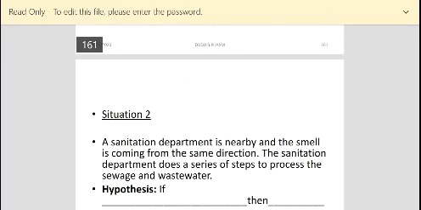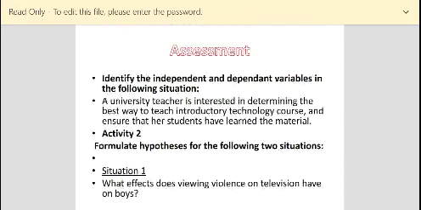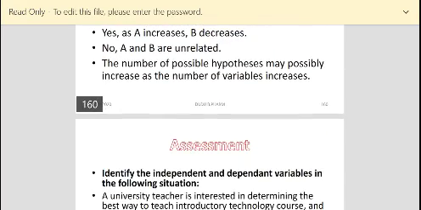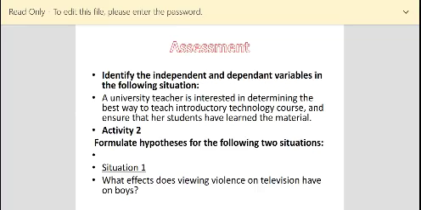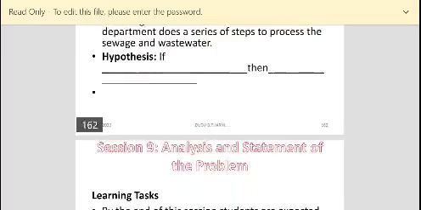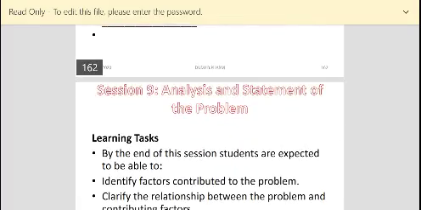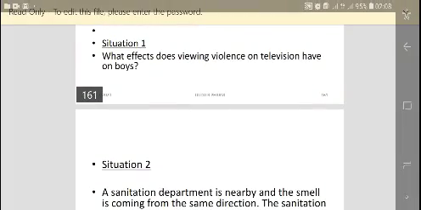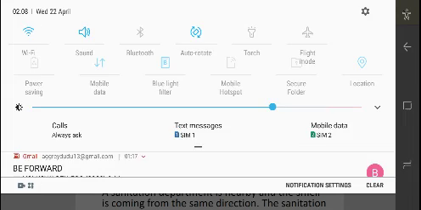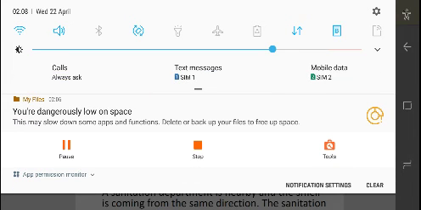I think this is our session 8. Going to our session 9, it will be analysis and statement of the problem, which we are going to see. I'm trying my level best to explain this to you. Swahili is not a simple language, but I've tried anyway. See you in lesson 9. Thank you.